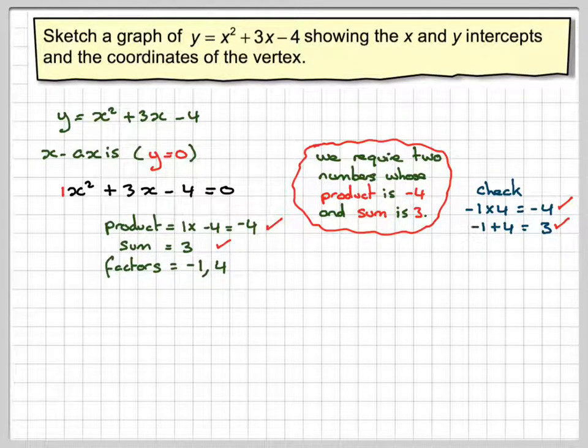Now what you do is you take the quadratic and you split the middle term plus 3x into minus x plus 4x. By the way, it doesn't matter which way round you write these two at this stage. So we've still got plus 3x here because we've got minus x plus 4x, which makes plus 3x. Now we've also got the minus 4, and it's equal to 0.